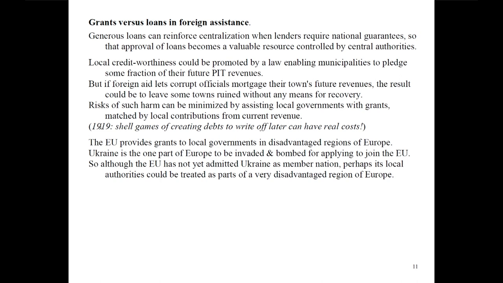I should say that if we learned anything from the post-World War I settlement of Europe in 1919, it's that shell games of creating debts to write off later can have real costs, and that's a point I shouldn't have to emphasize any further in Germany.